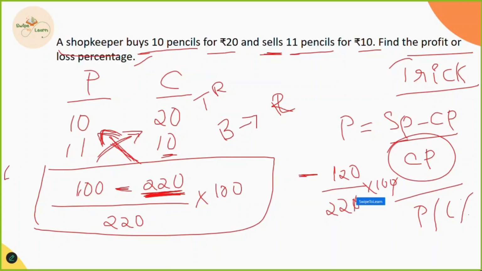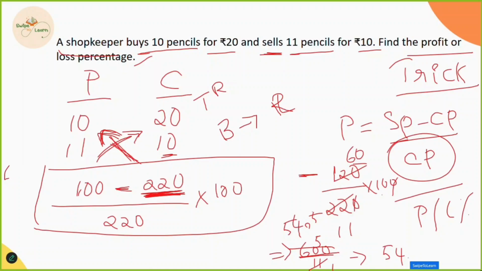0 gets cancelled, and 2 11s 22, 2 6s 12, and 2 zeros. That means 60 into 10, which is 600 divided by 11. So again, 11 1s 11, 11 5s 55, and the remainder is 5. 11 4s 44, and the remainder is 6. So again, 11 5s 55. So that means we have 54.5 5% loss. Loss is because we got the answer in the negative form.